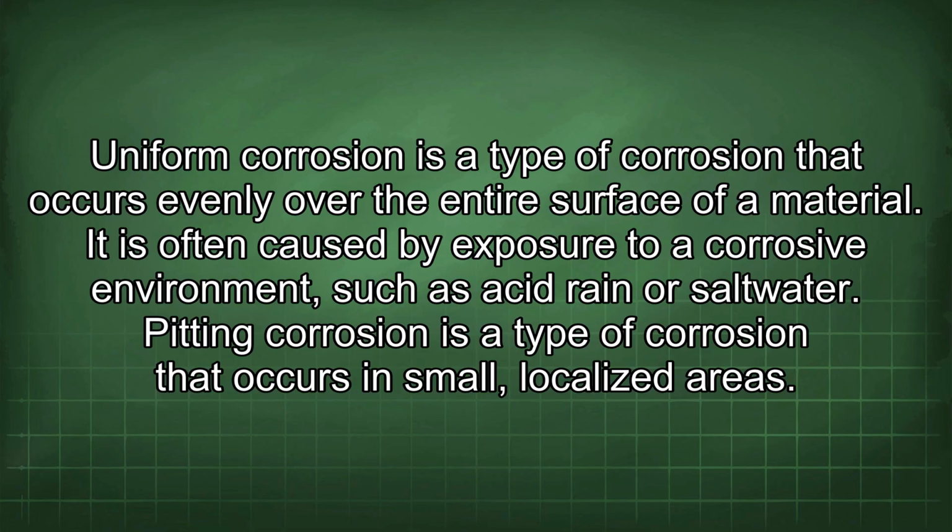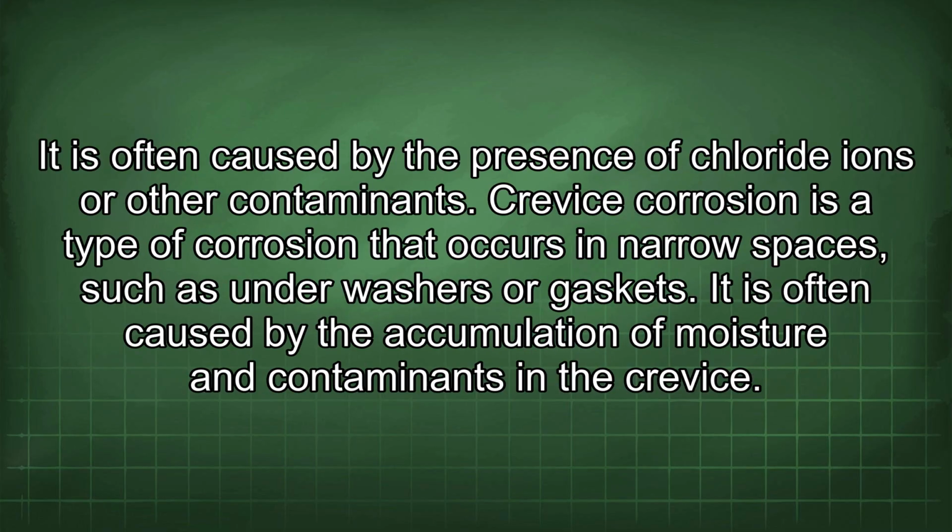Uniform corrosion is a type of corrosion that occurs evenly over the entire surface of a material. It is often caused by exposure to a corrosive environment, such as acid rain or salt water. Pitting corrosion is a type of corrosion that occurs in small localized areas. It is often caused by the presence of chloride ions or other contaminants.